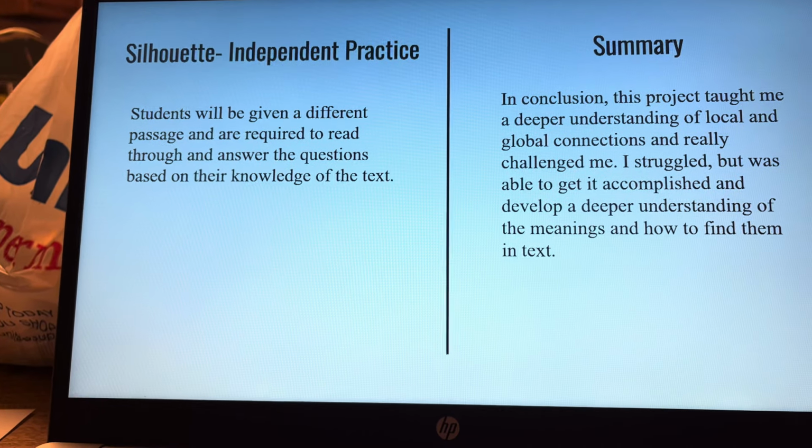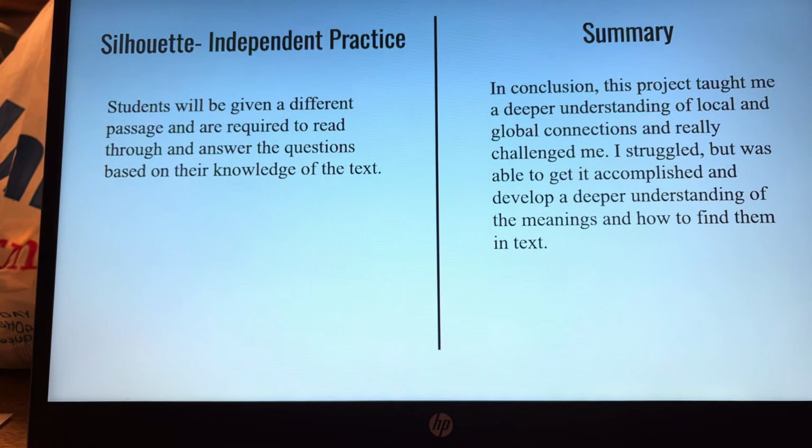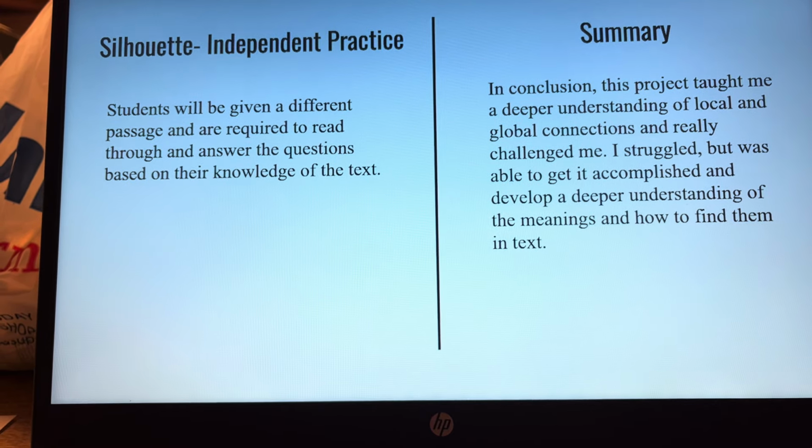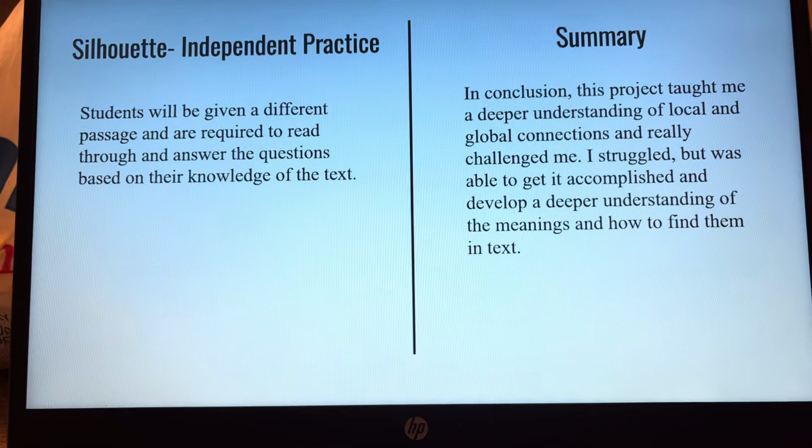Silhouette independent practice. Students will be given a different passage and are required to read through and answer the questions based on their knowledge of the text.